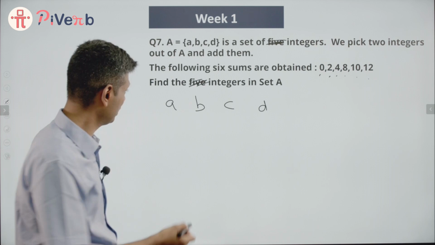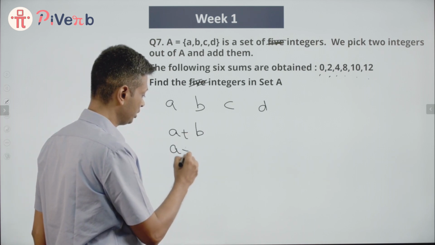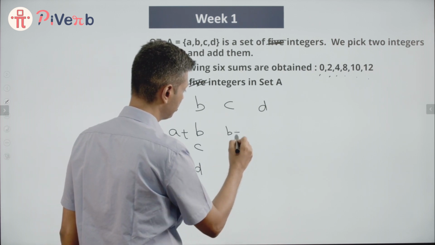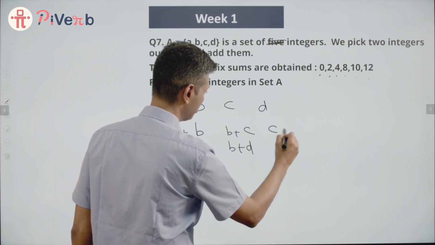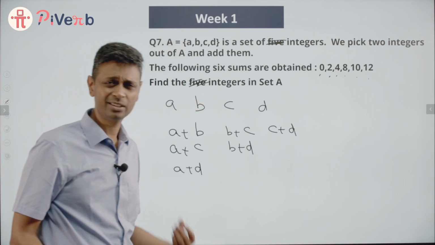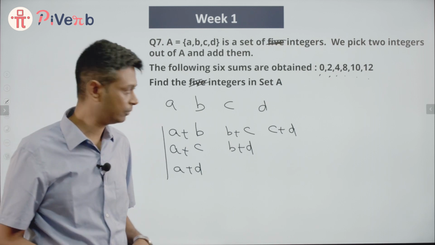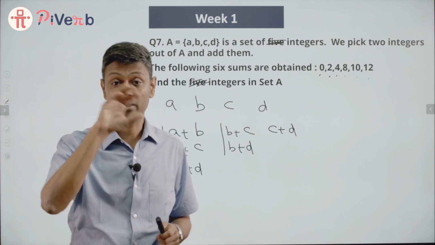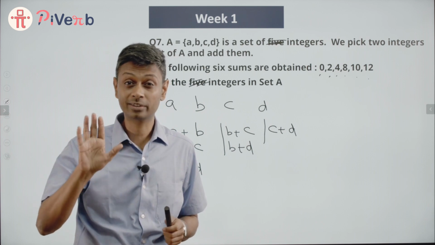So let me list out the sums. We could have A plus B, A plus C, A plus D, B plus C, B plus D, C plus D. Count with some pattern. Including A, what do we have? A plus B, A plus C, A plus D. Including B, what do we have? B plus C, B plus D. Now I won't count B plus A, that I have already counted. Including C, we have C plus D. That's why there are 6 different sums.